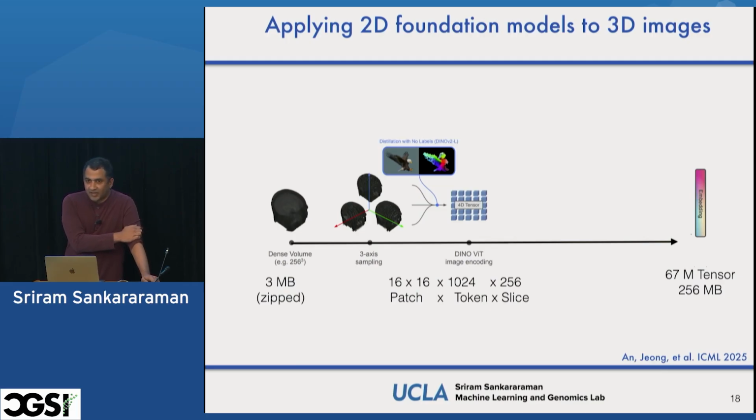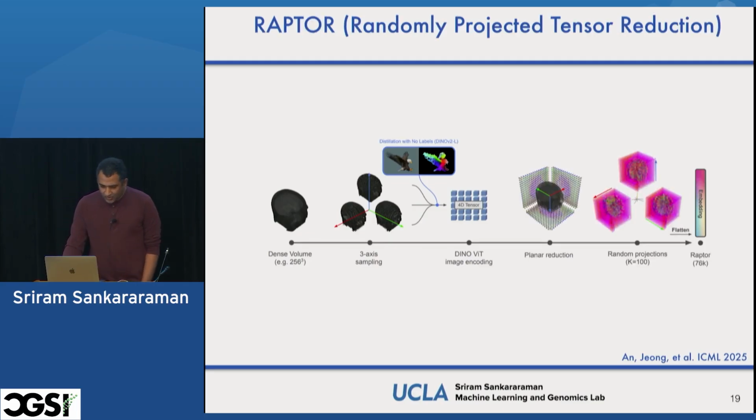Turns out that's not a great idea, because a typical volume might have a size like this, and if you use this approach where you go slice by slice, apply your 2D foundation model and concatenate all of it together, you end up with a resulting representation that is substantially larger. So this is not something that works well, especially at scale. So now the question is, are there ways of compressing some of this information while still retaining the key signal here? This led us to the idea in a method which we call Raptor.